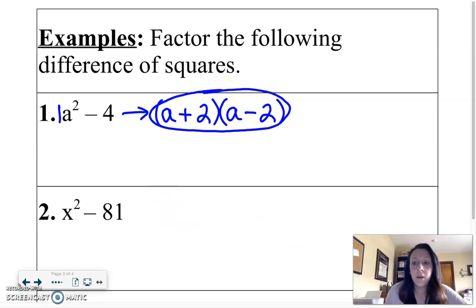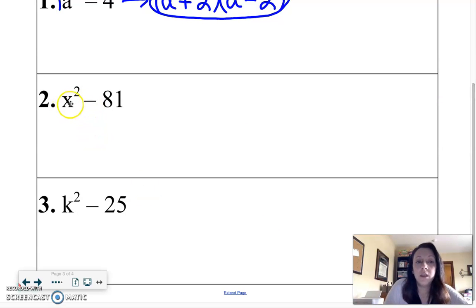Okay, let's try another one. So does it fit the conditions? And those are those three steps I outlined on that slide two slides ago. So is x squared a perfect square? Yes, because x times x. Is 81 a perfect square? Yes, because it's 9 times 9. And we have a minus sign in the middle, and we have a binomial with two terms. So we can factor.